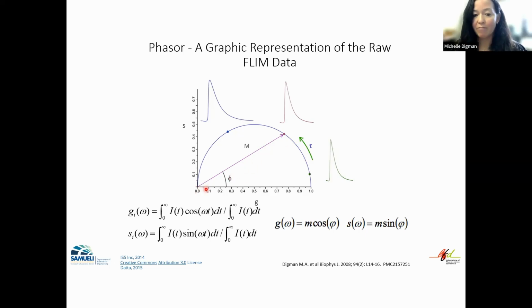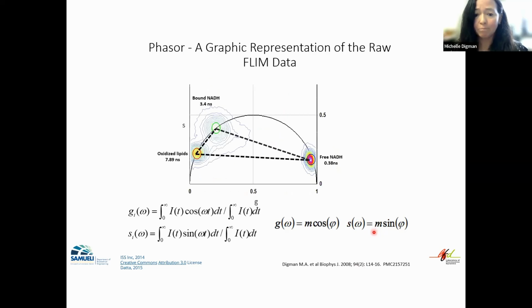And you notice here we have a vector called M, which is the modulation and change of phase. It becomes easy to understand if you're doing frequency domain. But the advantage of the phasors is that we can calculate the fractional contribution of multiple lifetimes. So if you have free NADH, bound NADH, and some third component, such as oxidized lipids, the fluorescence lifetime of your pixel may fall somewhere inside this triangle, which would be a combination of three possible lifetimes, or it can fall somewhere along these lines, which will mean that you have a fractional contribution of just those two molecular species.